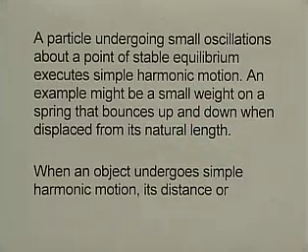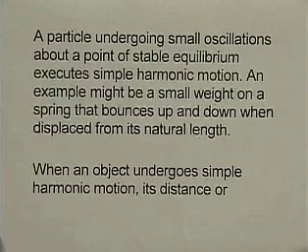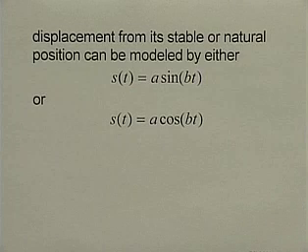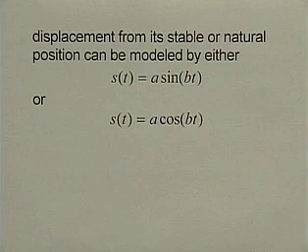Now let's try an application problem using this idea. A particle undergoing small oscillations about a point of stable equilibrium executes simple harmonic motion. An example might be a small weight on a spring that bounces up and down when displaced from its natural length. When an object undergoes simple harmonic motion, its distance or its displacement from its stable or natural place can be modeled by either s of t is equal to a sine of bt or s of t is equal to a cosine of bt.